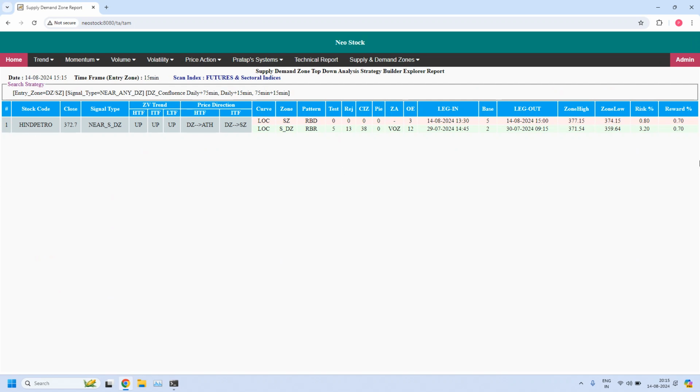But remember, this Hindustan Petroleum is having a risk 3.2%. So we can further fine tune this zone with 5 minutes time frame and reduce the risk you can plan. That way we have to plan the trades.